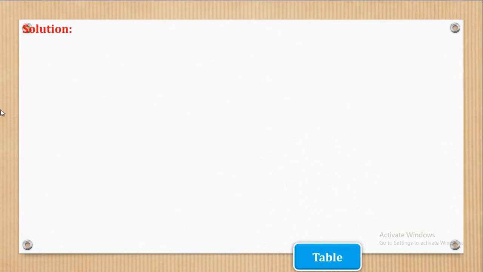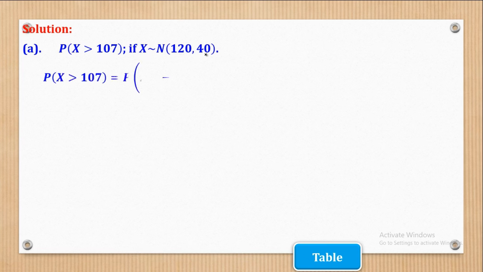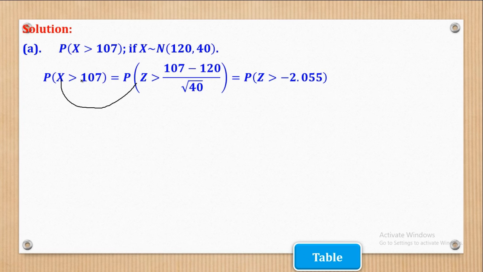So now we shall start with part A. Part A says they want the probability of x greater than 107 if x follows a normal distribution of mean 120 and variance 40. The first step is always to standardize. Capital X becomes capital Z, and this inequality sign is maintained, but this x value changes to a z value, which is x minus mean over standard deviation, which is the square root of variance. So when I simplify this using a calculator and round off to 3 decimal places, I come up with negative 2.055.